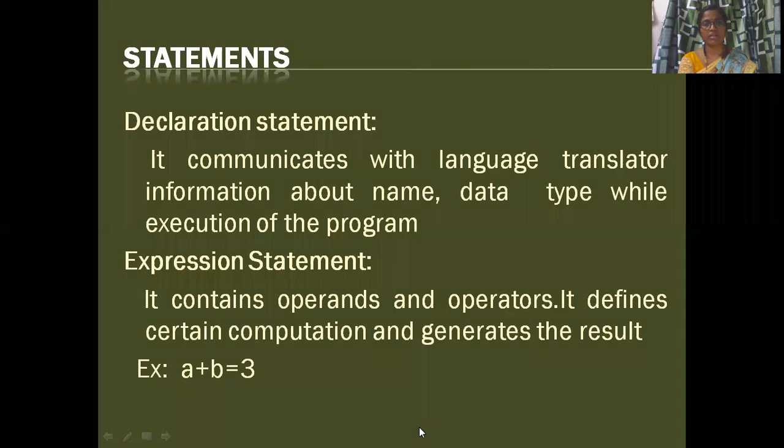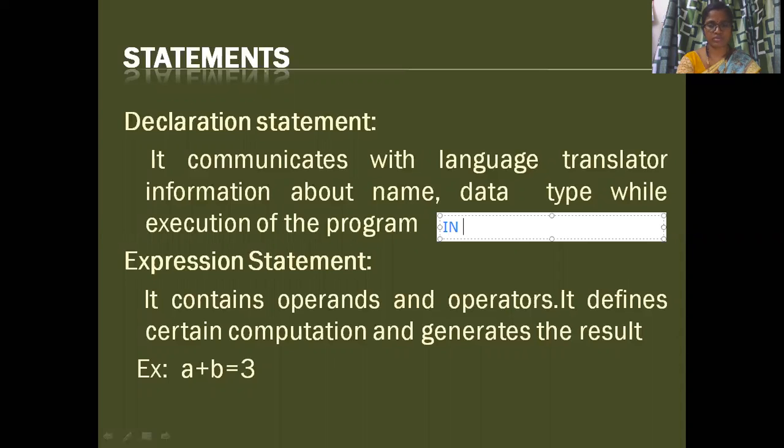I want to declare a variable: int A, B, C. This is the declaration statement in C programming. What does it tell? It tells that A, B, C are three variables of type integer, and I am going to use these variables in my program.